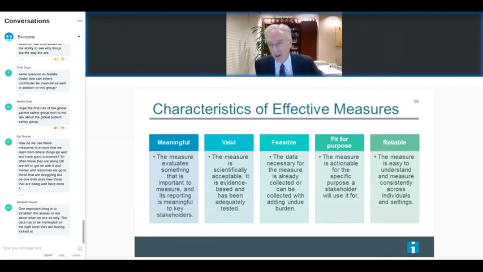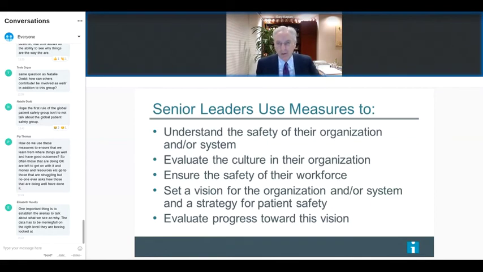And finally, it needs to be reliable, that the information and data is easy to understand, but that also it's reproducible, it's consistent across individuals and settings. And so these are the characteristics we identified as the critical characteristics of effective measures. So senior leaders, people like me, we need to use this information, these measures, to understand if we're safe or not. As an organization, as a service line, as a department, we need to understand what it's telling us about our organization or about systems within our organization.